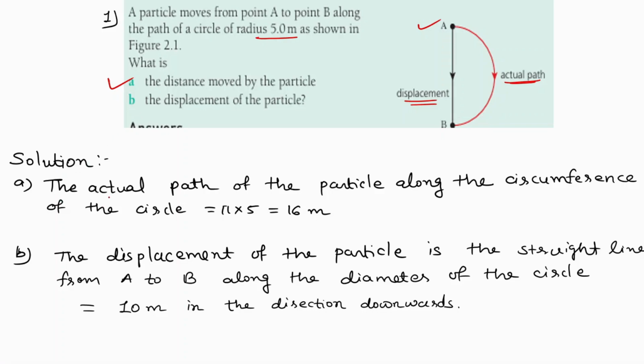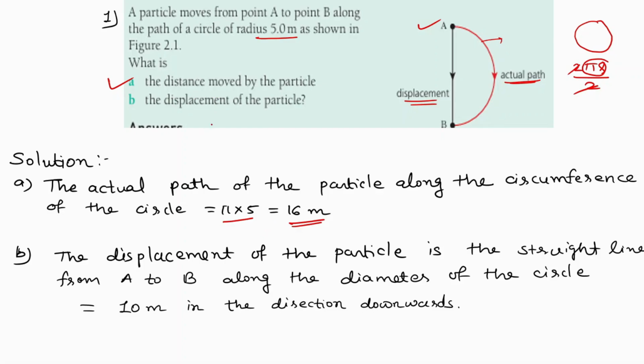Now, the solution of A. Here, what is the actual path? You have to consider this way. So what is the value of this one? You know the circle has a circumference of 2 pi r, but here it covers half of the circumference, which gives a value of pi into r. The radius of this circle is 5 meter. Put the value here, and you will get the answer of 16 meter.